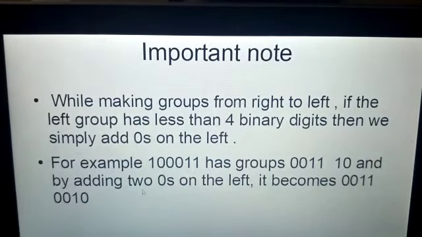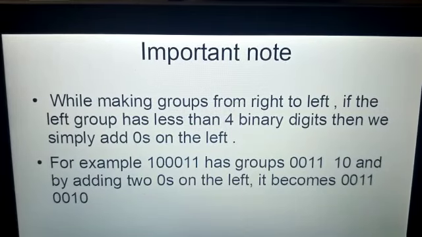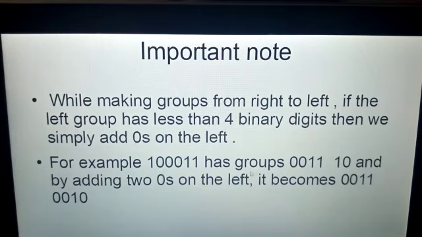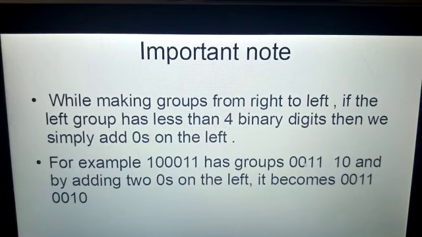An important note: while making groups from right to left, if the left group has fewer than 4 binary digits, then we simply add zeros on the left side. For example, here is your binary number 10001. The group from the right side is 001, and the second group is 10. By adding 2 zeros on the left, it becomes 0011 and 0010.